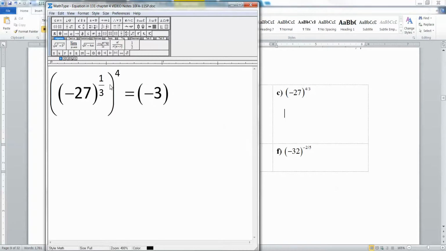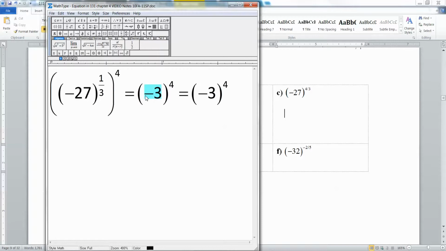Now, I kept it in parentheses because all of it's to the 1/3 power. If you make it so that there's no parentheses in there, you're losing the negative part. So I kept it in there. And, oh, I'm sorry, I'm skipping a step. I apologize. I do this without even thinking.